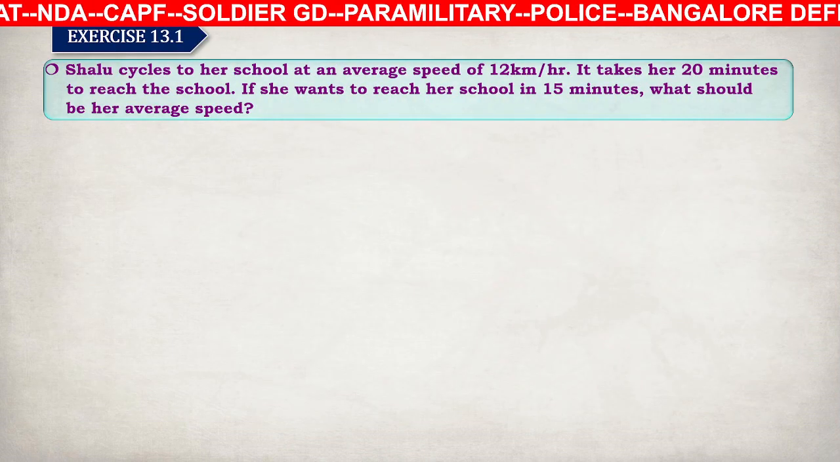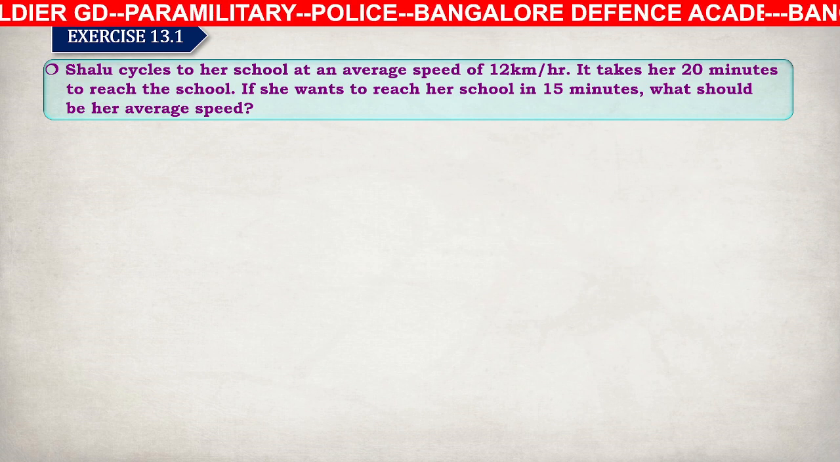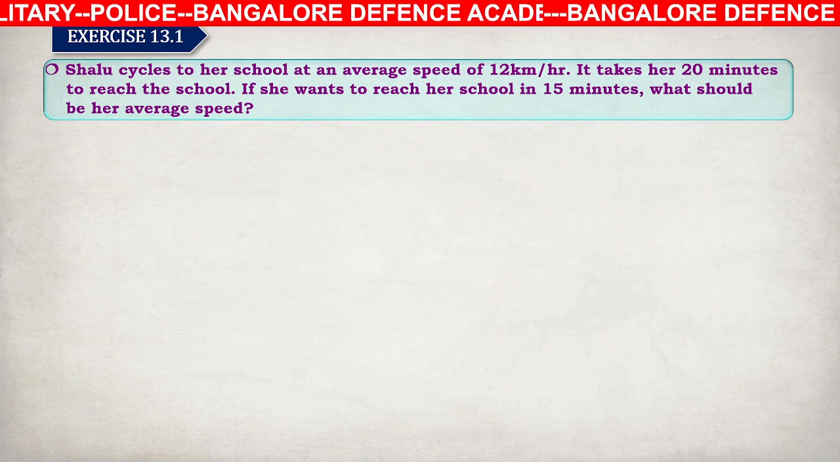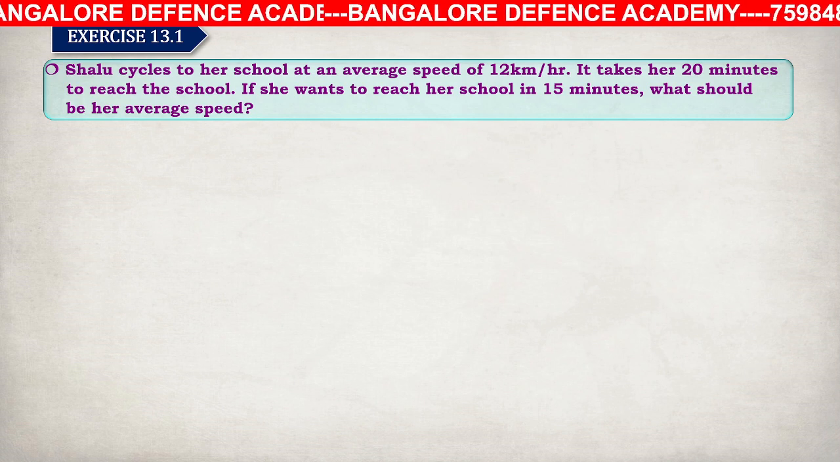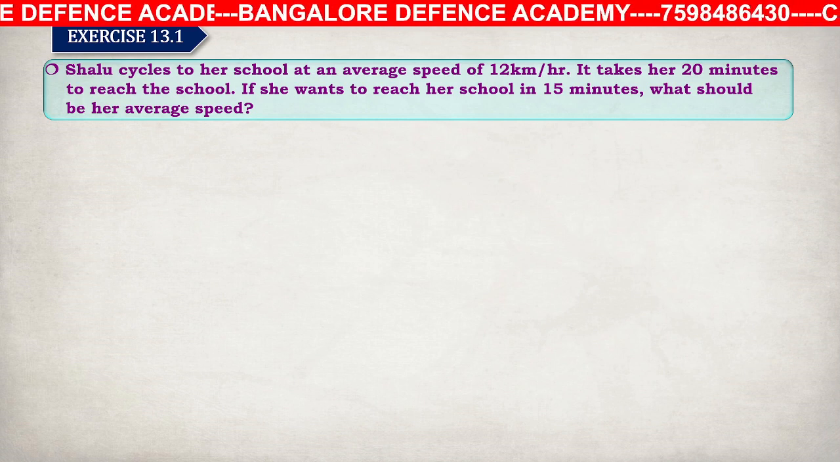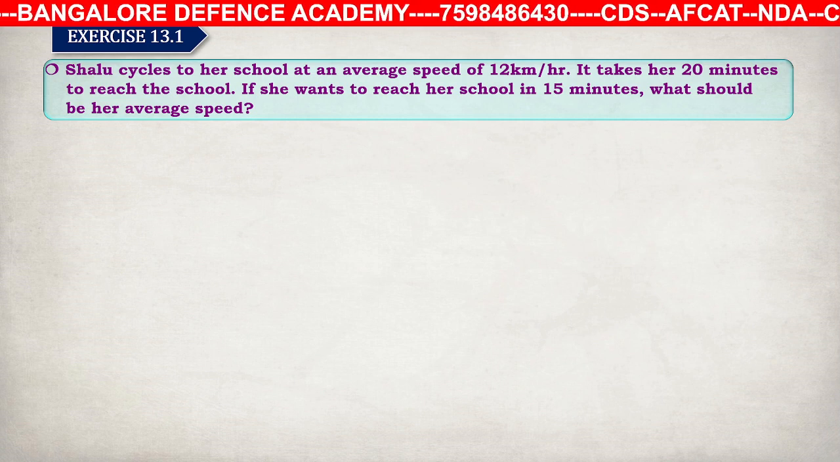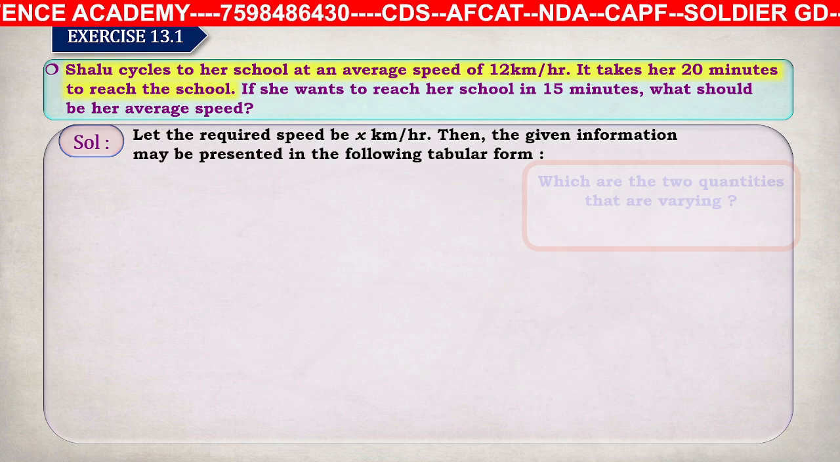Okay, next. Shalu cycles to her school at an average speed of 12 km per hour. It takes her 20 minutes to reach the school. If she wants to reach a school in 15 minutes, what should be her average speed? What does it mean here? If the time is decreased, the speed should increase. That means if one quantity is decreased, the other quantity will increase. It is a question of inverse variation. So now I'm going to compare the speed and the time.